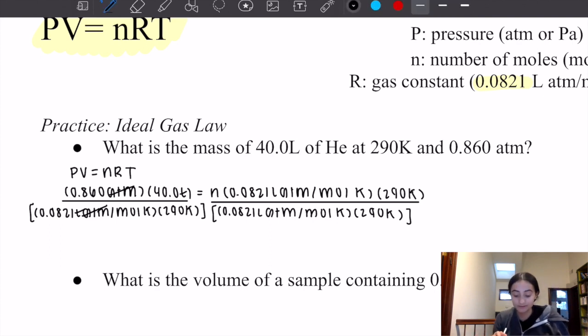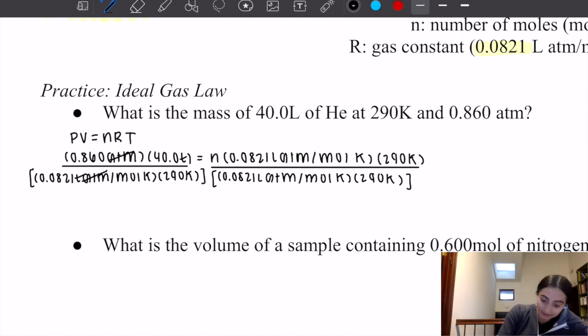So now I'm going to plug this into my calculator. I'm going to do 0.860 times 40, and on the denominator in parentheses, I'm going to write 0.0821 times 290. I believe I mentioned this in one of the past gas law videos, but if you were to just do 0.860 times 40 divided by 0.0821 and then times 290, your order of operations is going to be messed up. So when I plug that in, I get 1.44 moles of neon.